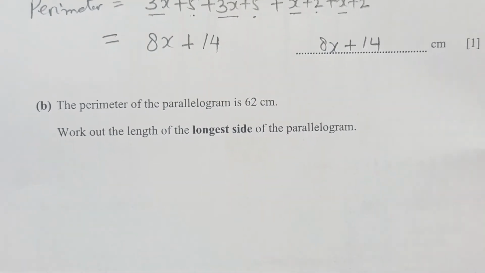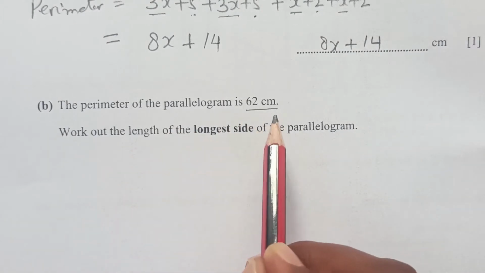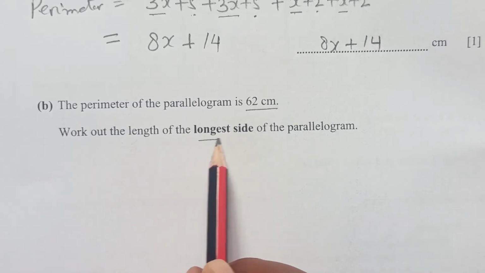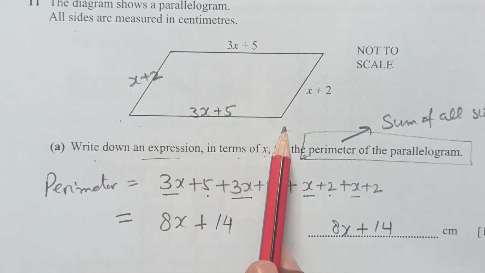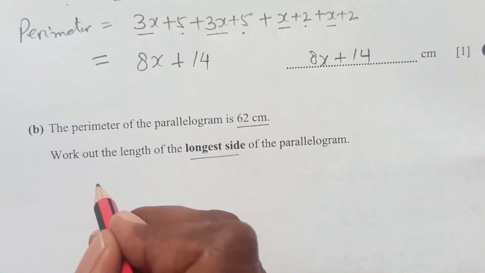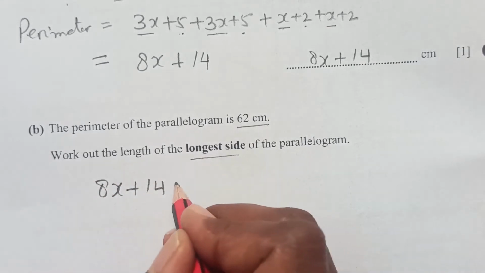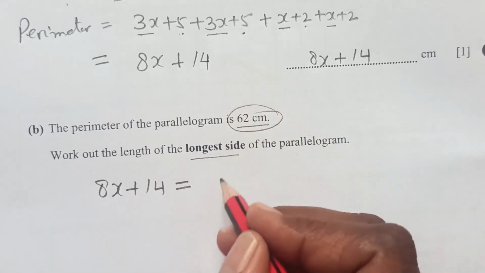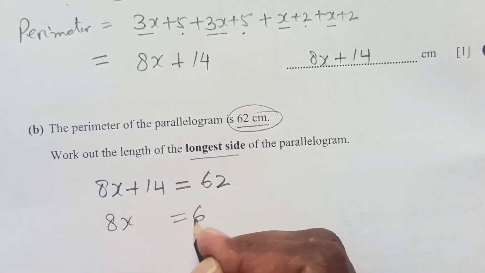Now Part B, the perimeter of the parallelogram is 62. Now we are given the perimeter. Work out the length of the longest side. The longest side is this one here. So to get the longest side, we need the value of x. We had the expression 8x plus 14 for the perimeter, and this is equal to 62, given to us. So from here we can get the value of x.